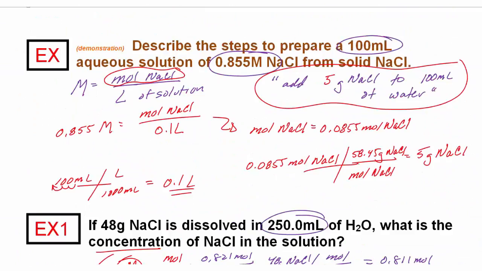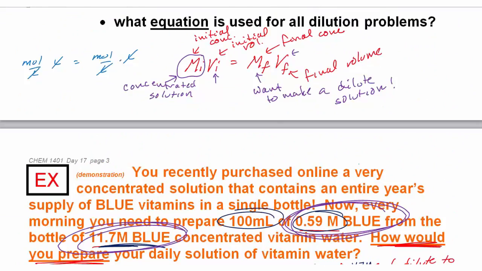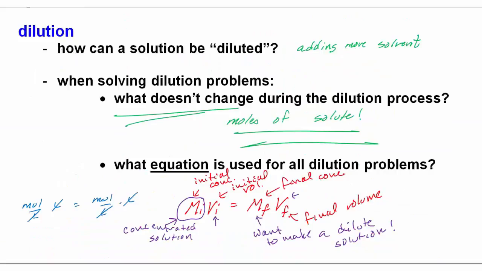So in general, there's 2 types of problems that we need to be concerned with. One is a dilution problem. And the big hint there is that if you see 2 solutions, 2 concentrations, it's going to be a dilution problem. If you don't, it's a straightforward molarity problem, where molarity equals moles of solute over liters of solution.